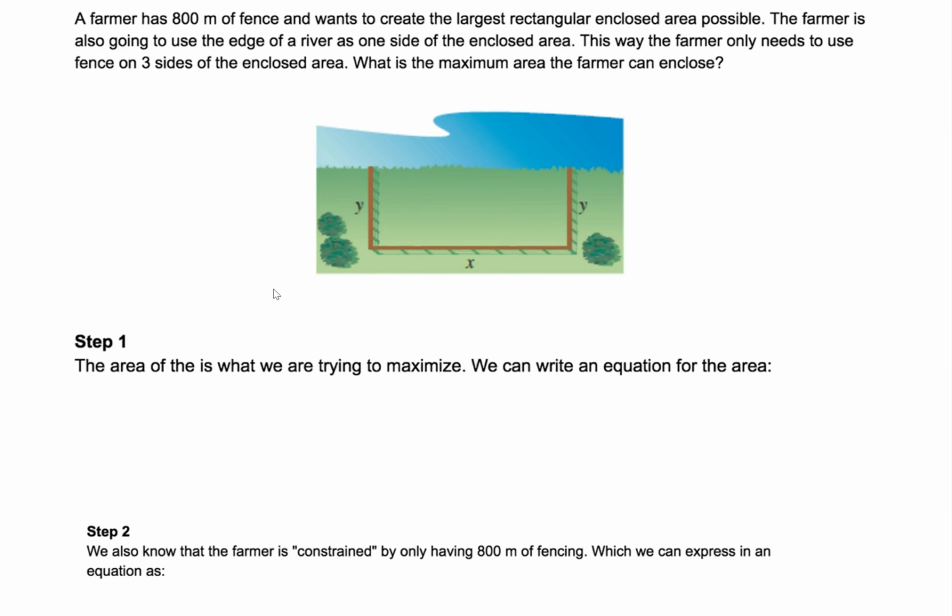So here's our first example. A farmer has 800 meters of fence and wants to create the largest rectangular enclosed area possible. The farmer is also going to use the edge of a river as one side of the enclosed area, so you don't have to worry about fencing that side off. This way the farmer only needs to use fence on 3 sides of the enclosed area. What is the maximum area the farmer can enclose?